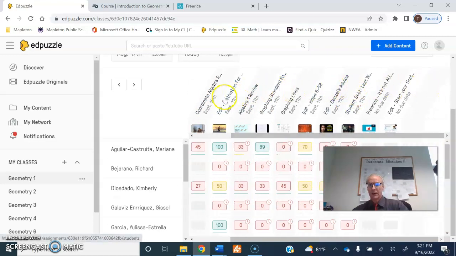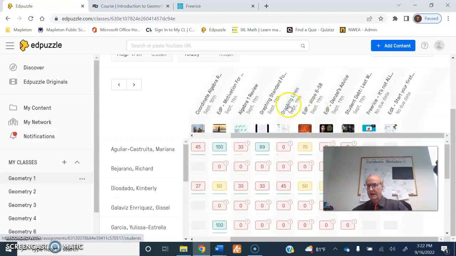All of these are between 1, I think this one takes 2 minutes, this one takes 3 minutes. This one's a little longer. This one's about 10. This one's about 11 minutes. This one right here takes a little longer because it's a review of how to find slope.